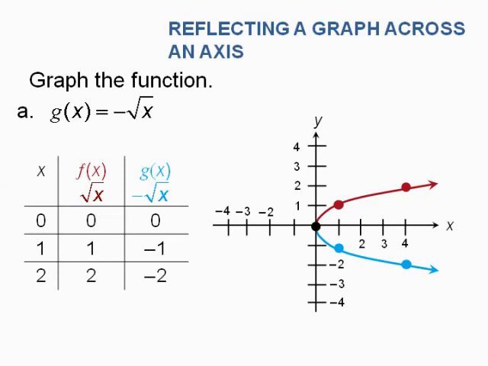So if you were to plot in red here our normal square root friend, it reflects about the x-axis. So putting the negative in front of any function will reflect it about x. And I mean any of them.